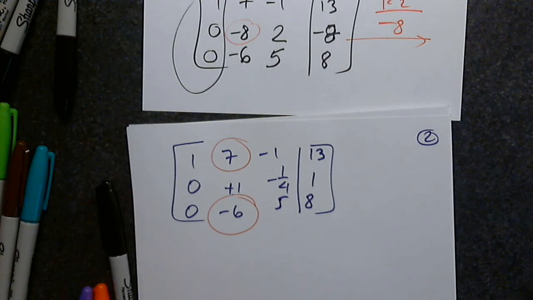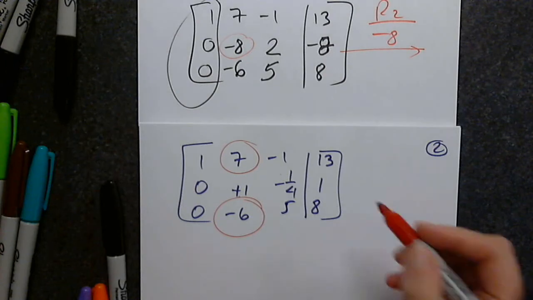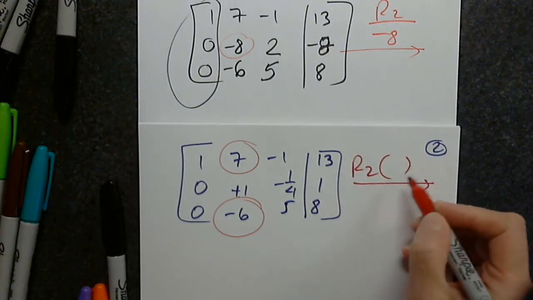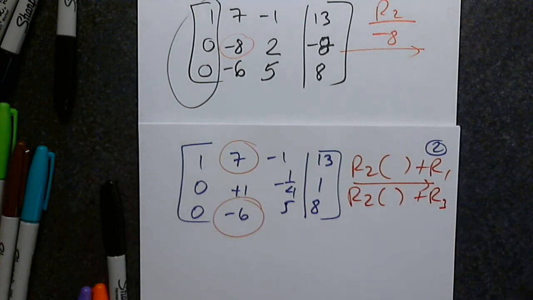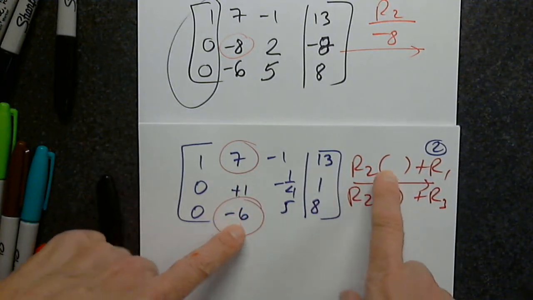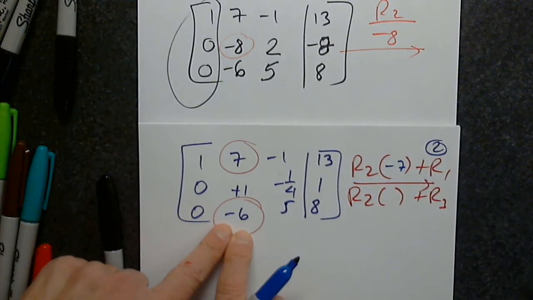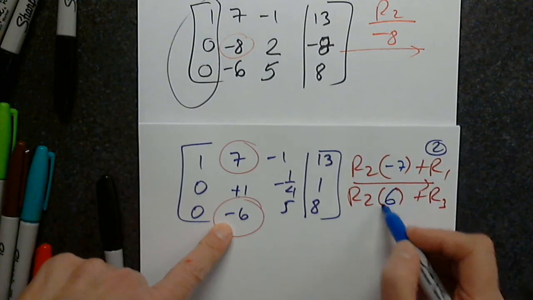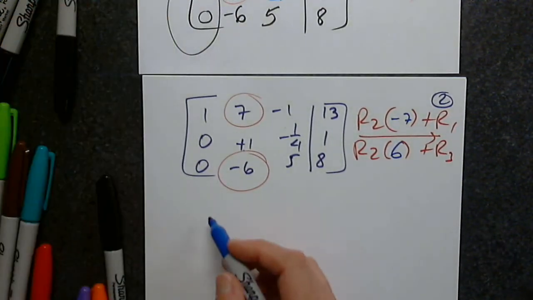So which row do I multiply next? Yes, it must be the second now. It's the second step. And we add to row 1 and to row 3. So in order to eliminate the 7, what do I need to multiply by? Yes. In order to eliminate the negative 6, what do I multiply by? 6. Which row do I copy?